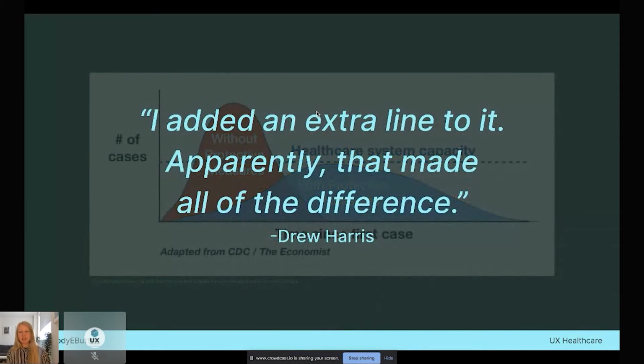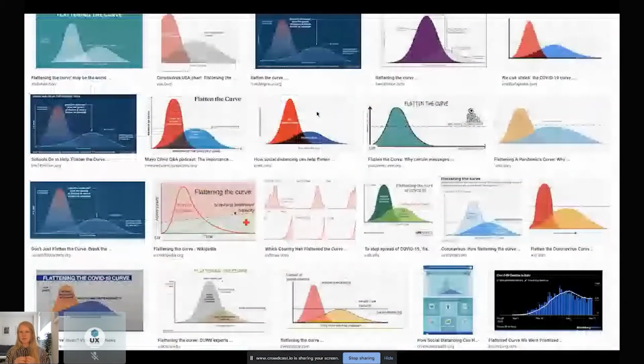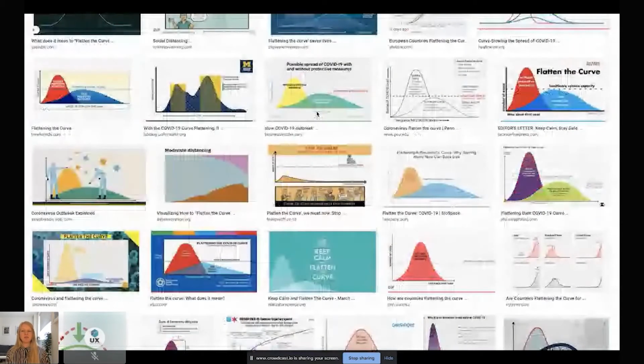And so annotations can be a really powerful way to help people connect with and orient themselves to the data and how it impacts them in that particular moment. And as you can see, this visualization has gone all over the internet and has become quite popular over the past several months.